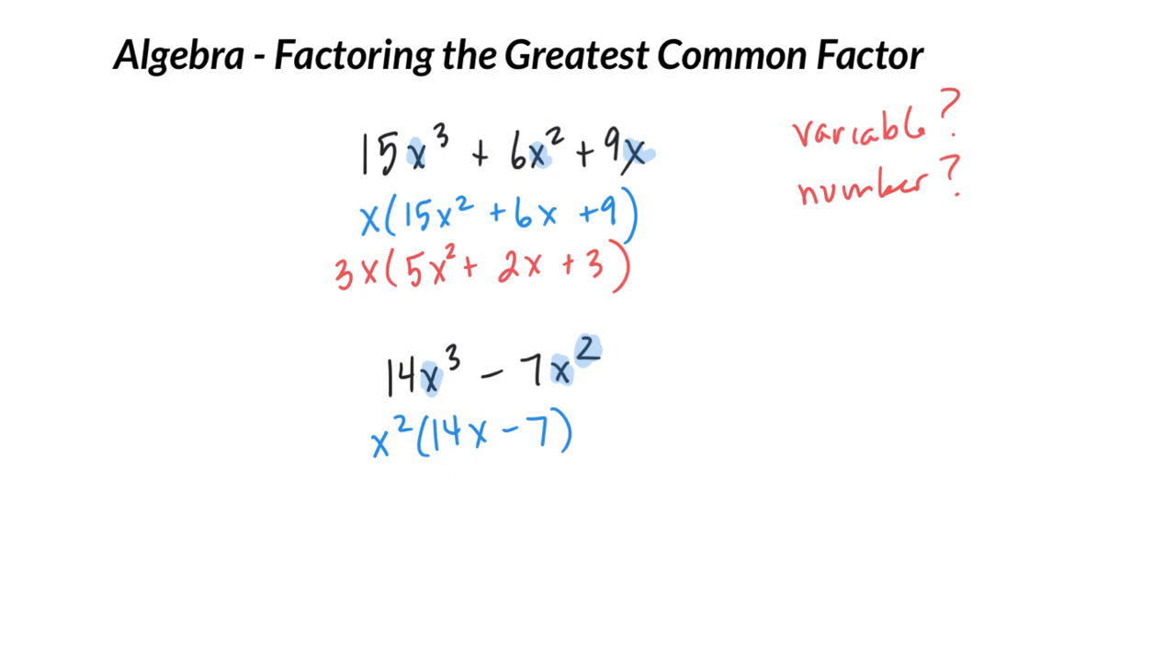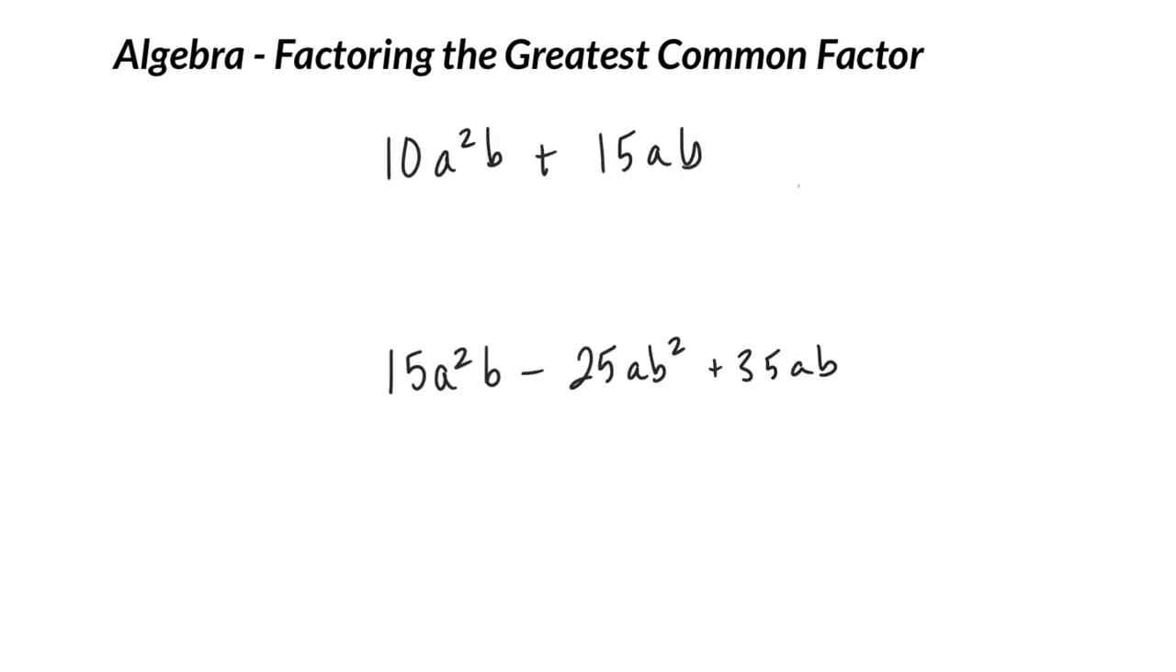And then I look to the numbers. Of course, 14 and 7 are both divisible by 7. So I'm going to pull a 7 out and put it with the x squared. 2x minus 1. 7x squared times 2x is 14x cubed. 7x squared times 1 is minus 7x squared. Let's do a couple more that are a little bit bigger.